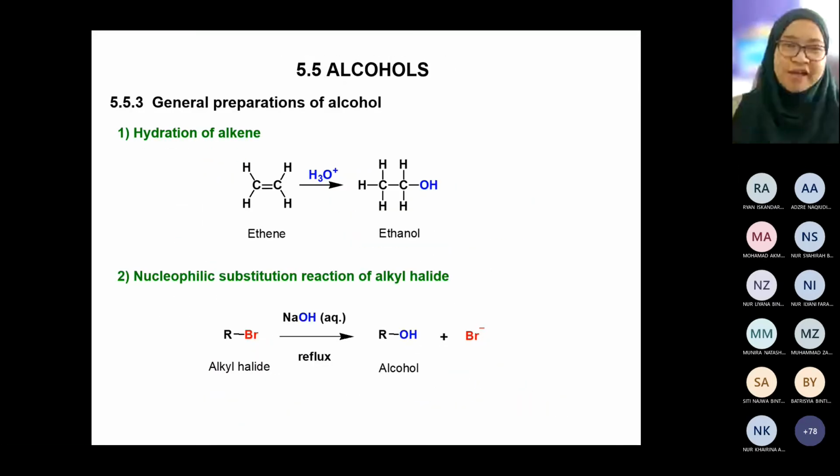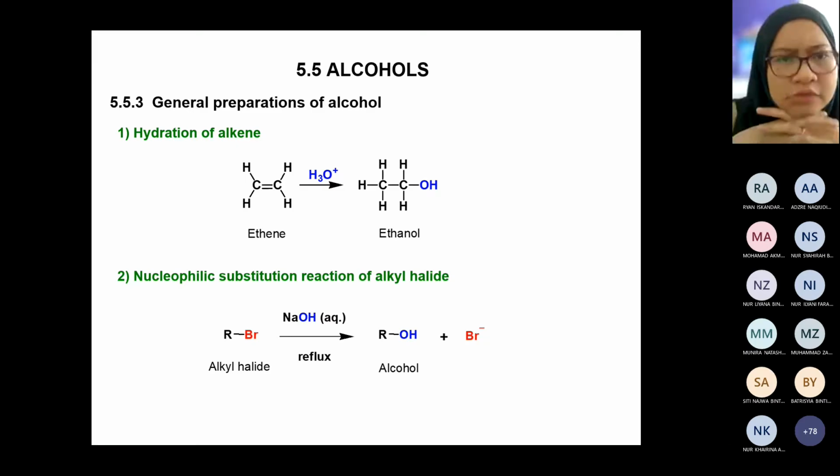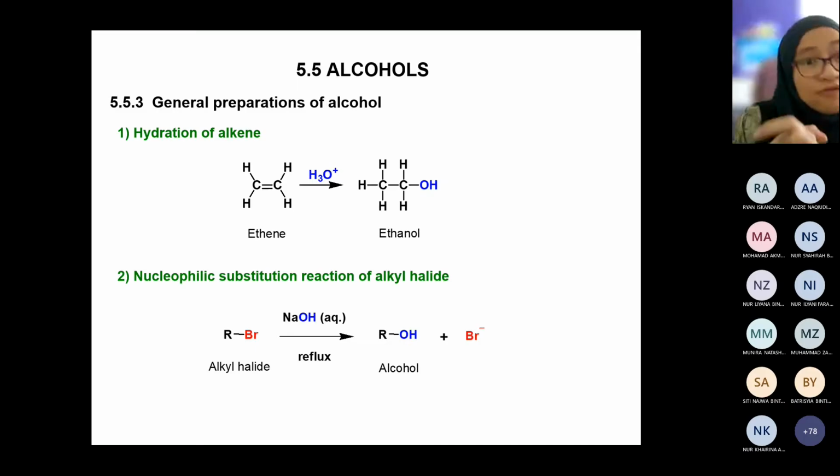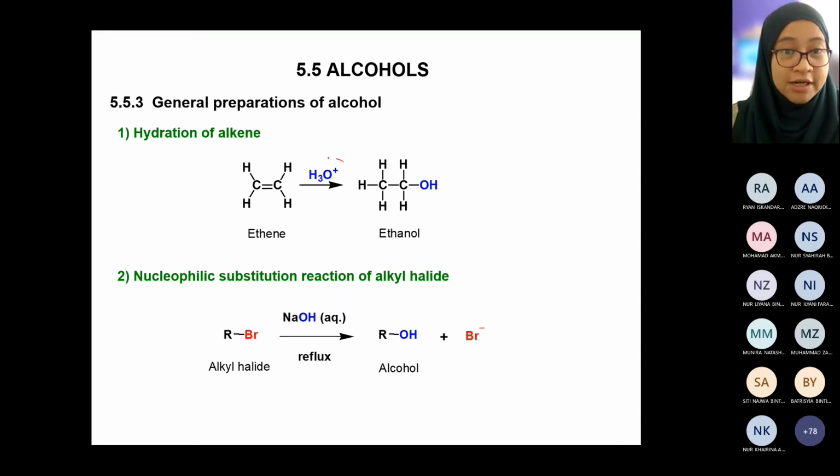So let's proceed. General preparation of alcohol. First, hydration of alkene. Basically we can prepare alcohol through hydration of alkene. We have learned this last time, that alkenes can undergo hydration to form alcohol. So remember the conditions? It should be H3O+, or H2O with phosphoric acid.